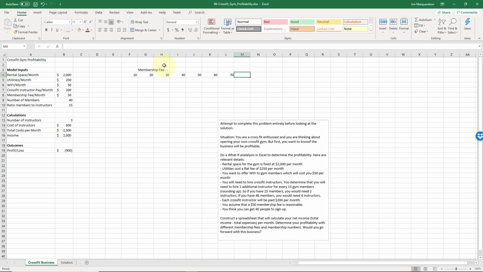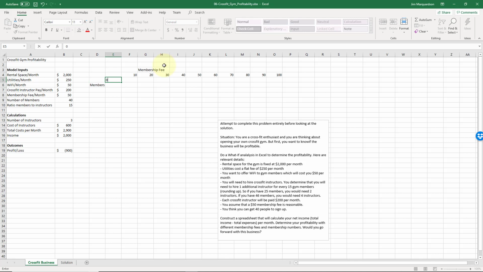60, 70, 80, 90, 100. There are people out there who will pay $100 a month for a gym membership that they value if it's a good gym, especially if you have good personal trainers and coaches and everything. So down here, you have members. Now, maybe you should start with 0.